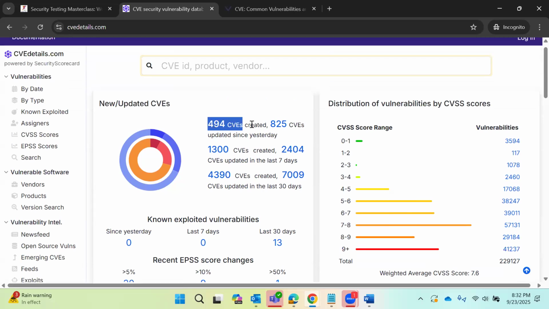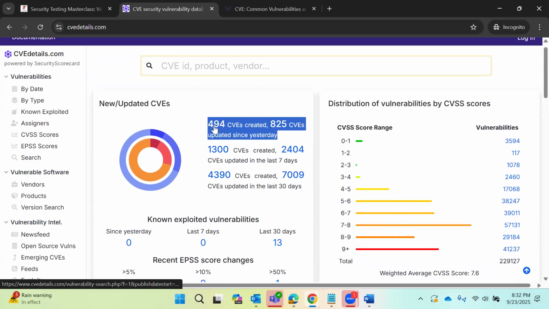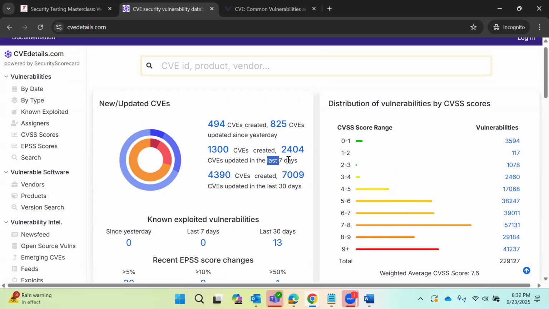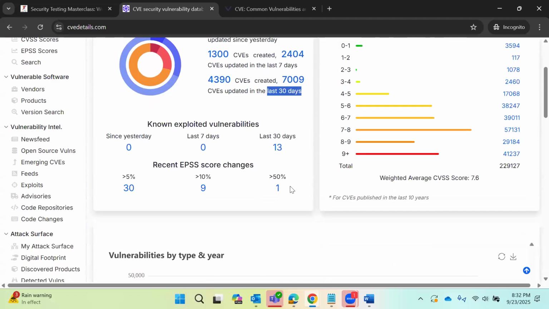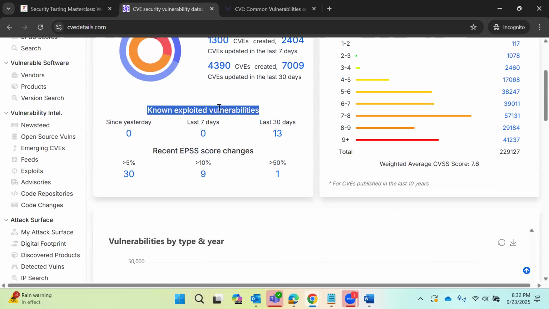And you see here, 494 vulnerabilities were created and 825 CVEs were updated since yesterday. In just one day, you see how many vulnerabilities were detected and updated by the industry, including the hackers' attempts. You see the last 7 days data and the last 30 days data as well. And you see the vulnerabilities that are exploited by hackers: the last 30 days is 13, last 7 days 0, since yesterday 0.